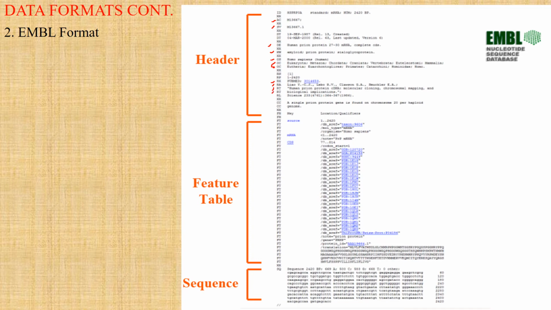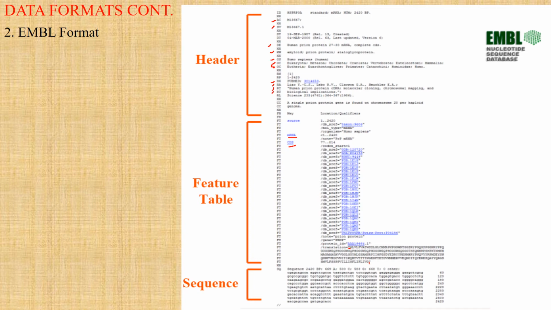But the format is that it has been abbreviated. Then here also we have the messenger RNA, the number of residues tells us that it is from 1 to 2420. The coding sequence is from 77 to 814. You have some computer jargon there. And then you also see the amino acid sequence that starts from M, from here, right up to G.